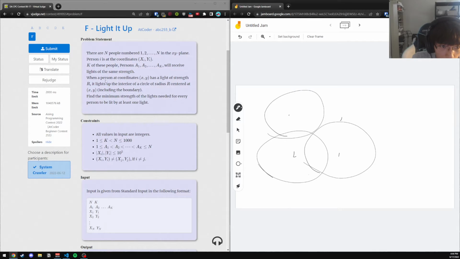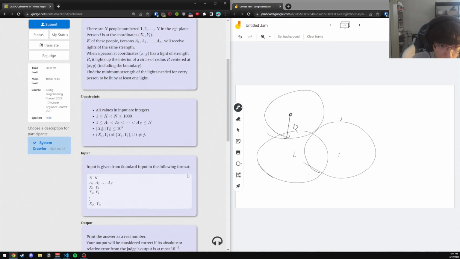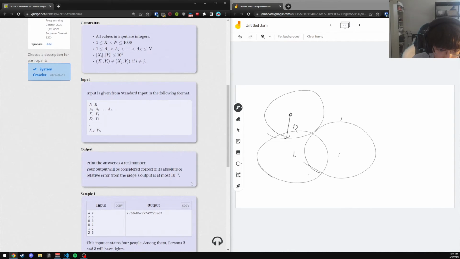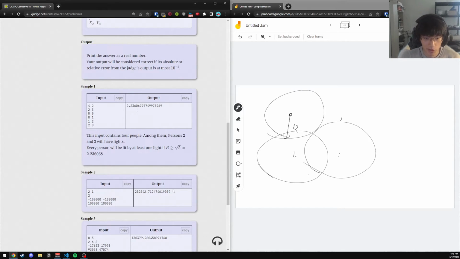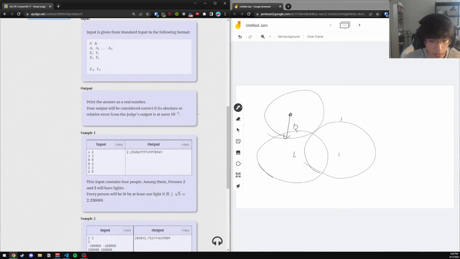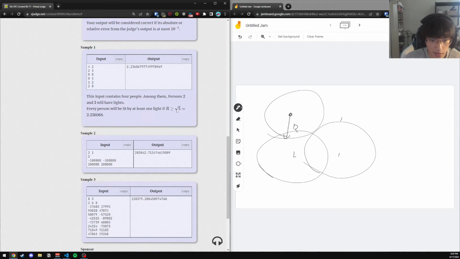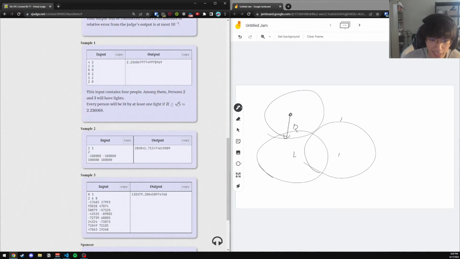When a person at coordinates (x, y) has a light of strength r, it lights up the interior of a circle of radius r centered at (x, y). And then find the minimum strength of the lights needed for every person to be lit by at least 1 light. This problem seems pretty complicated, and you get these crazy, really large numbers. Where did this come from? But you see something like square root of 5, and this is actually a big hint.